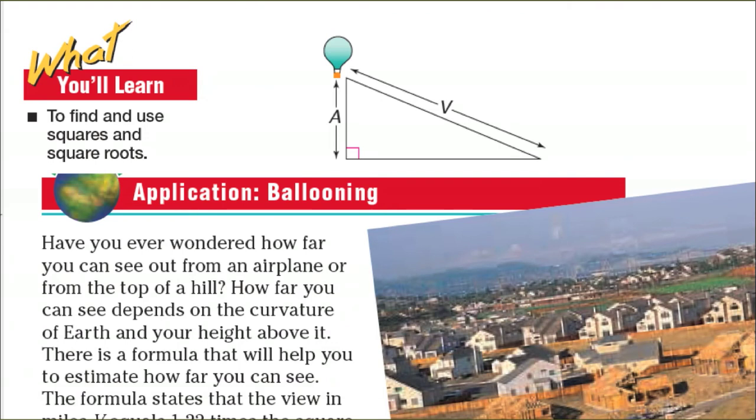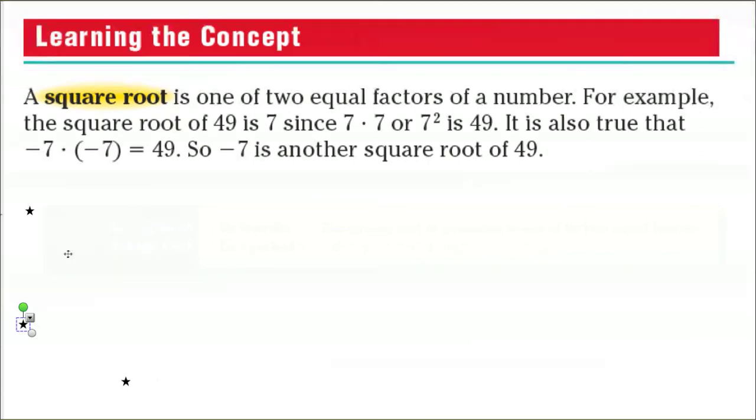But before we do that, let's find out what a square root is. A square root is one of two equal factors of a number. For example, the square root of 49 is 7, since 7 times 7, or 7 squared, is 49. We will discuss later on why it's called a square root. Right now let's talk about the definition: again, one of two equal factors of a number.